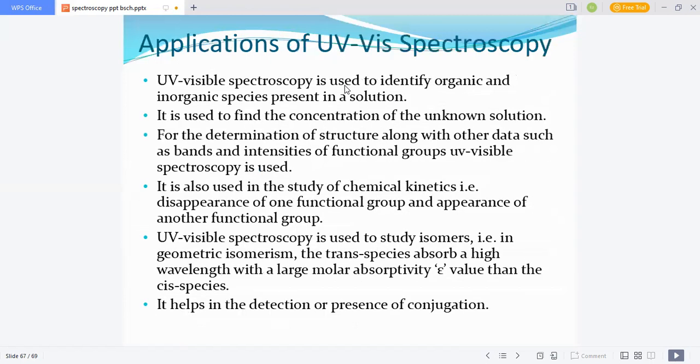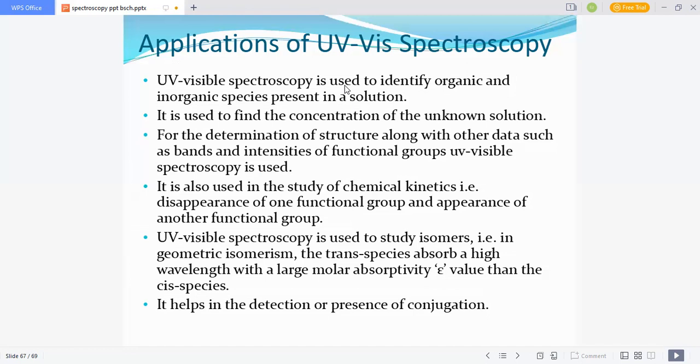Move to next slide. Applications of UV visible spectroscopy. UV visible spectroscopy is used to identify organic and inorganic species present in a solution. It is used to find the concentration of an unknown solution and for the detection of structure along with data such as bands and intensity. UV visible spectroscopy is also used in the study of chemical kinetics, such as the disappearance of one functional group and the appearance of another functional group.